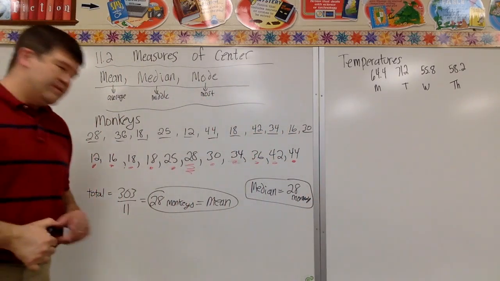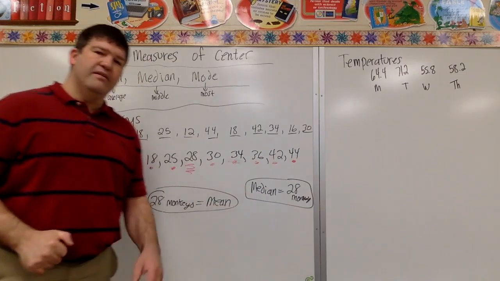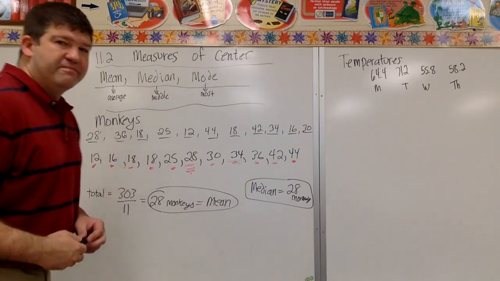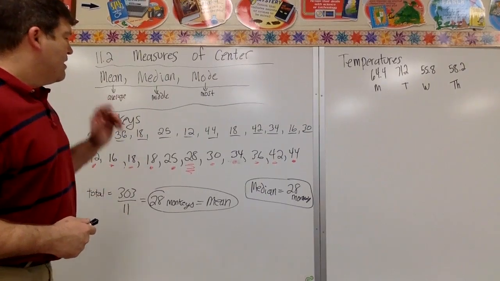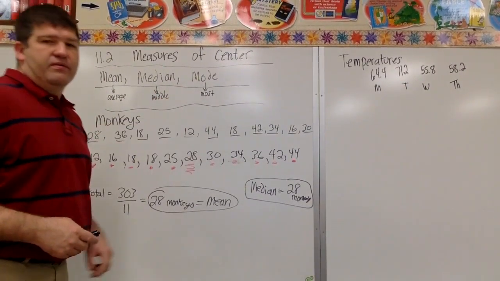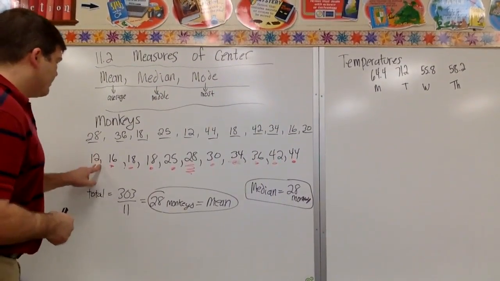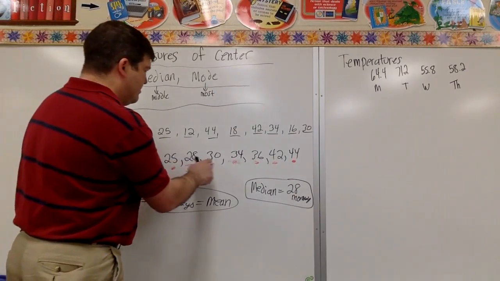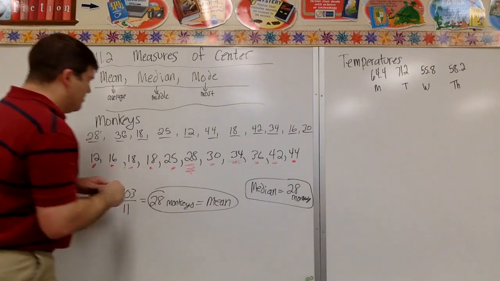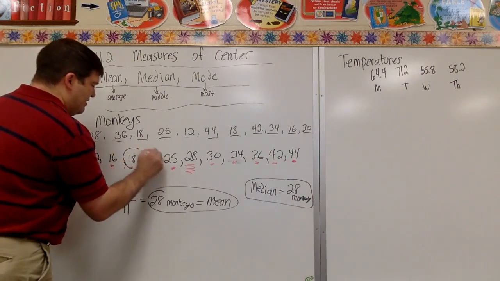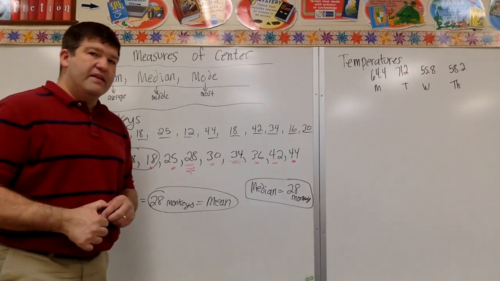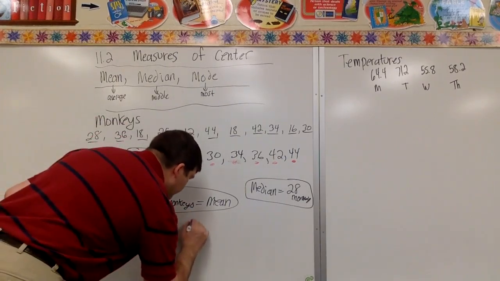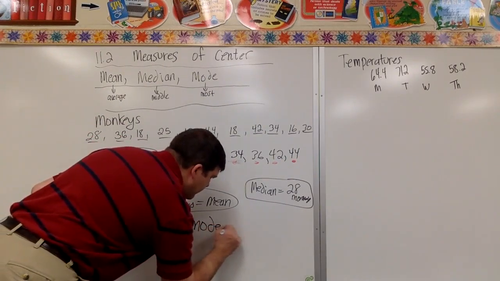Interesting thing right now, my average and my median are the same. Okay. Now, the last one is the mode. Which one is the most common? This one only has 1. This one has 1. Here has 2. 1, 1, 1, 1, 1, 1. So 18. 2 zoos have 18. So the mode equals 18.